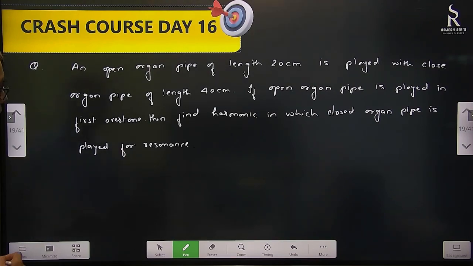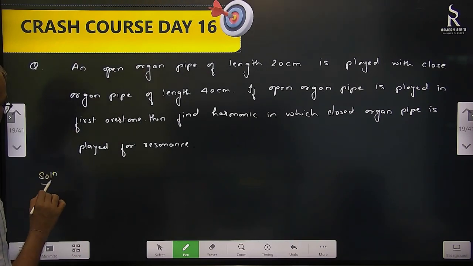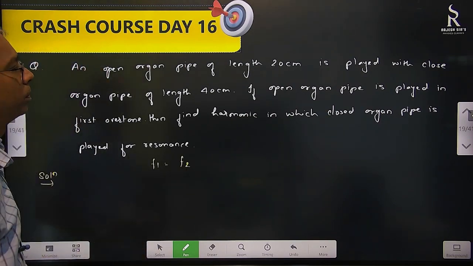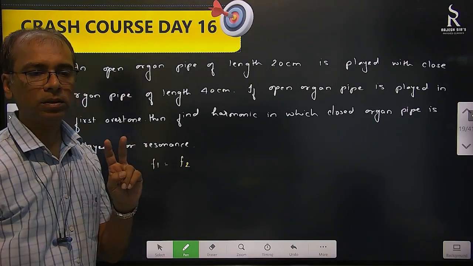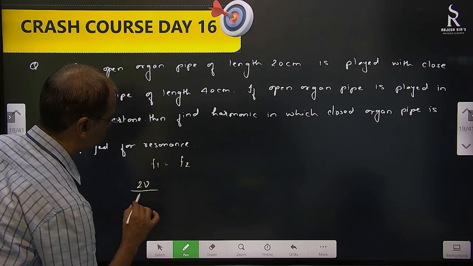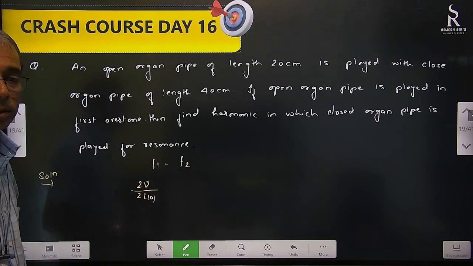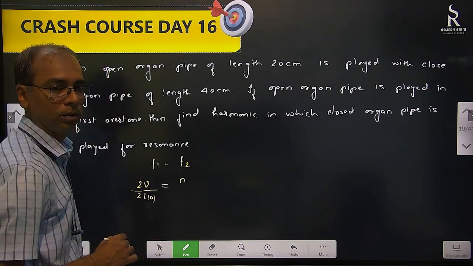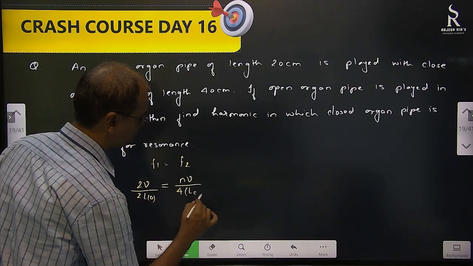Okay, what to do? Simple question. We want the frequencies of both to be equal. First overtone means which harmonic for an open organ pipe? Second harmonic. That means 2V by 2L of the open organ pipe. Which harmonic of the closed one? We don't know, so I am writing nth harmonic: V by 4 times the length of the closed organ pipe.